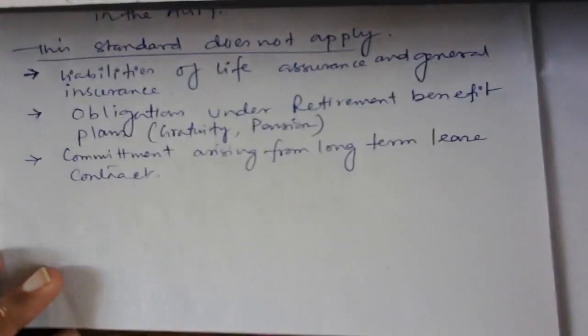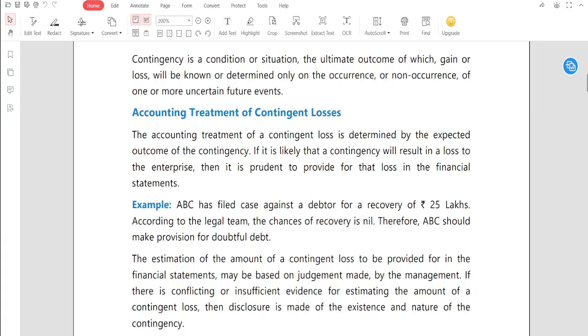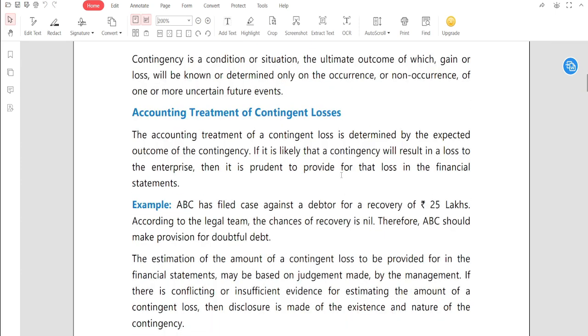Now let's take an example. I gave you the example actually. Now let's do one example from the Institute Math itself. Please refer to the Institute Math. I'm going to open the Institute Math here and show you. Dekhiye, contingent losses का example अभी पढ़ेंगे और get it more clear in our mind.